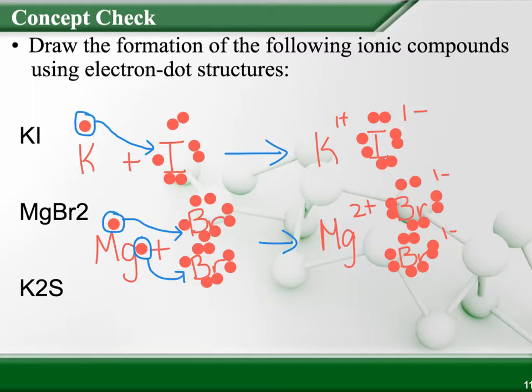All right, K2S. Our K plus the S. Doing the electron dot, K only has 1. S has 6.